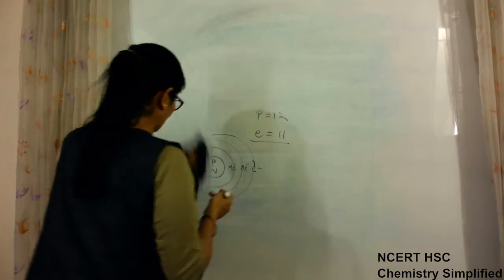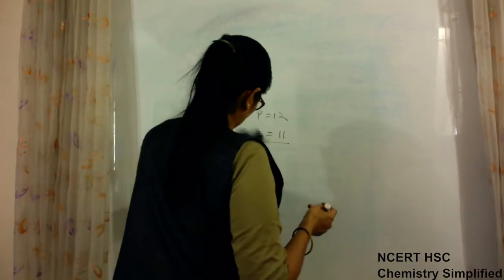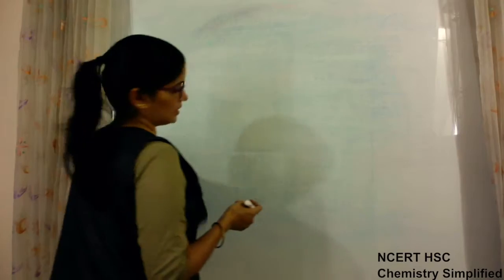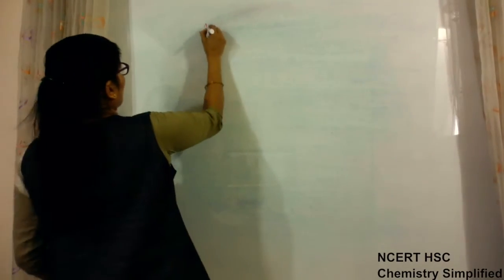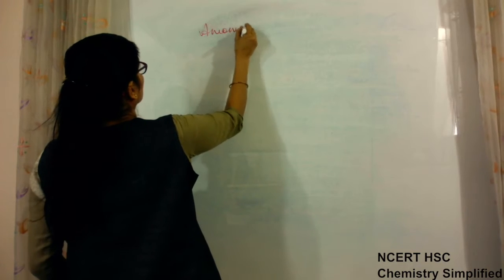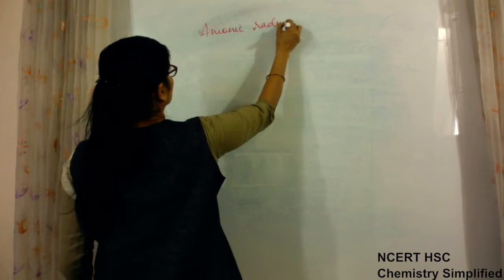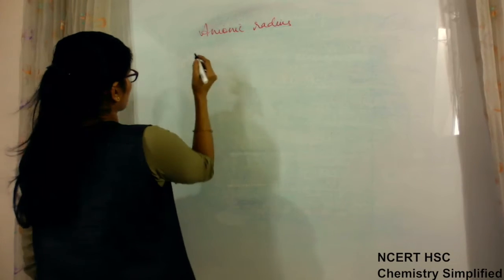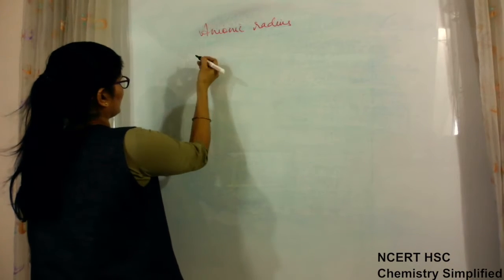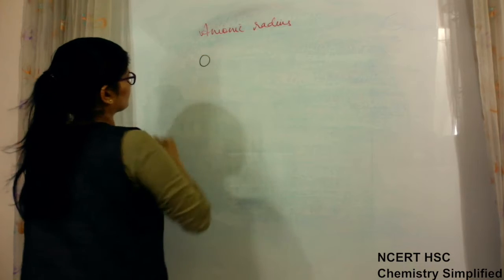Okay, now next is anionic radius. Okay, anionic radius, how is it formed? When we take the example of any anion, let us take oxygen.